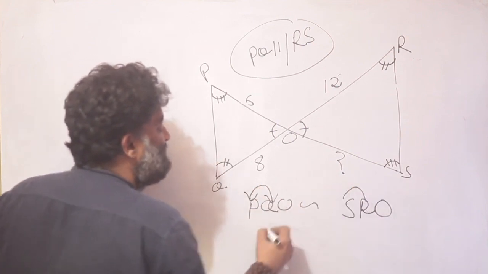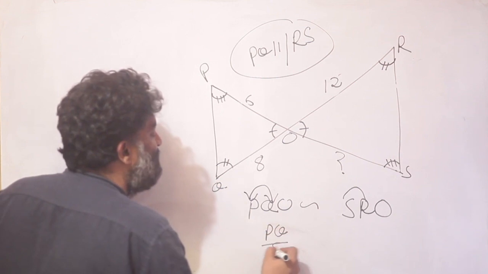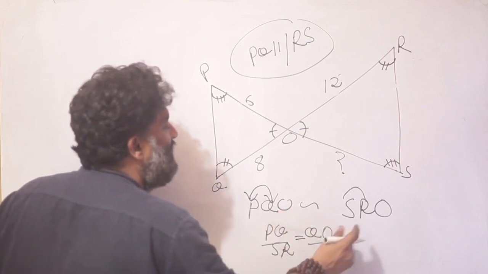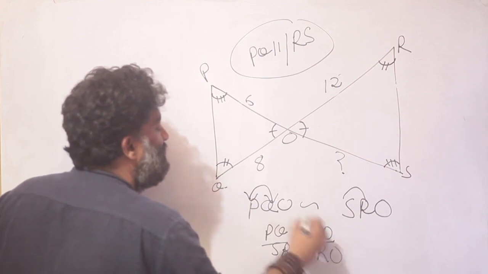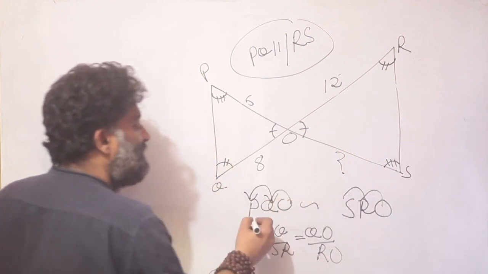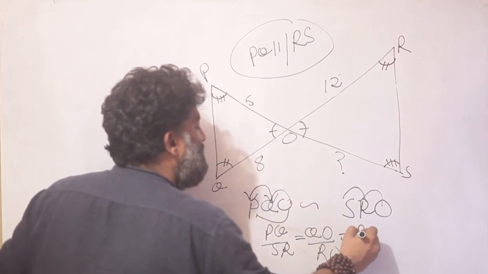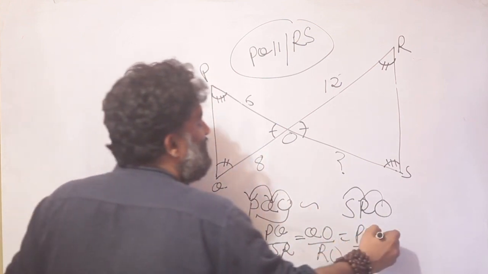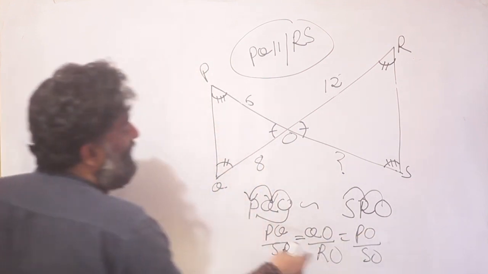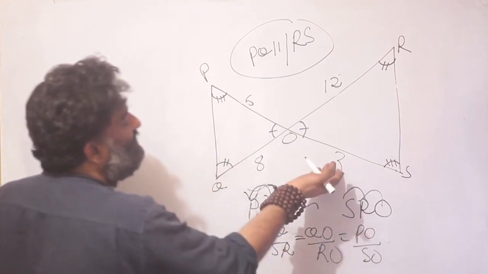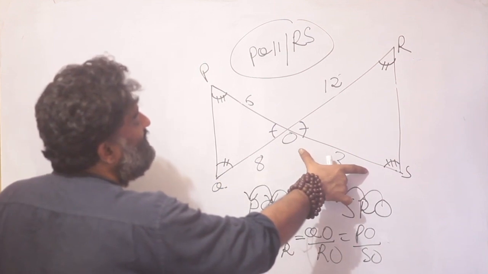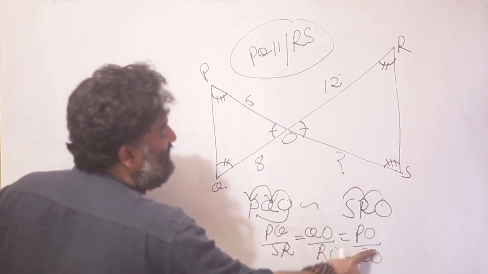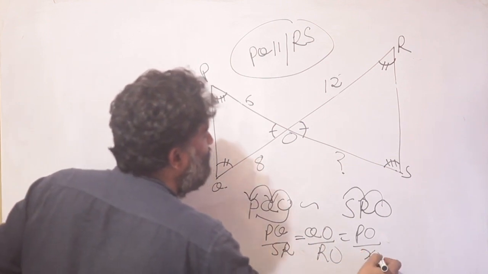PQ upon SR is equal to QO upon RO is equal to PO upon SO. These ratios are going to be equal to each other. And once I figure this out, I can solve this problem very quickly. I wanted OS. I don't know the value of OS. Where is OS? Here. So let me put an X here. This is what I wanted.